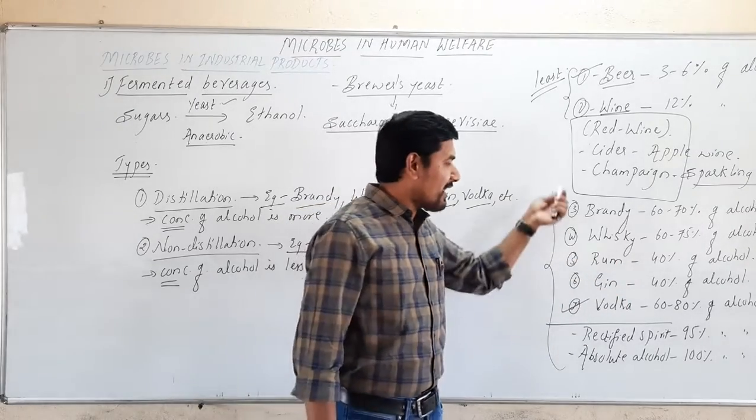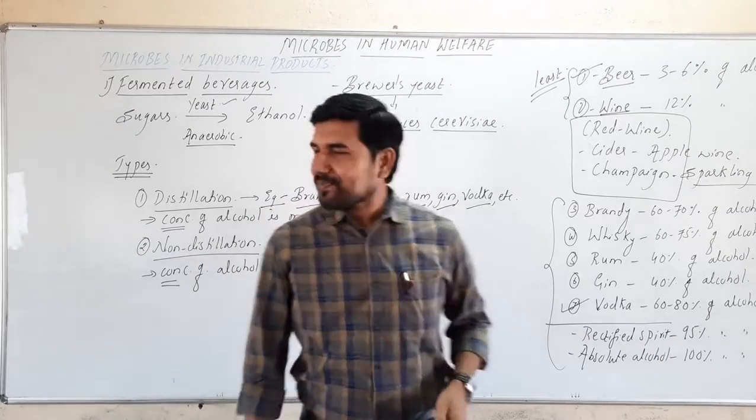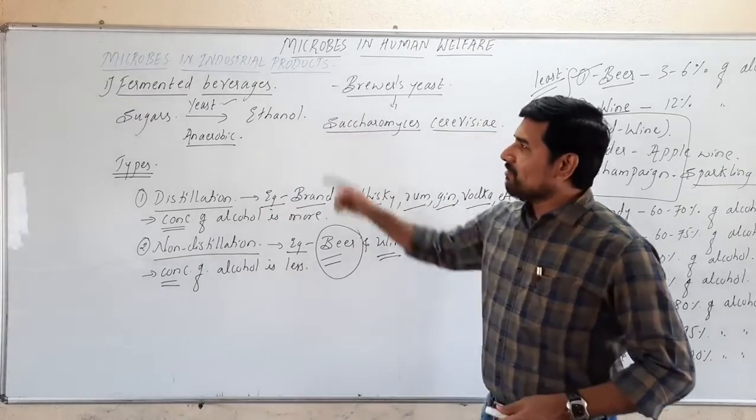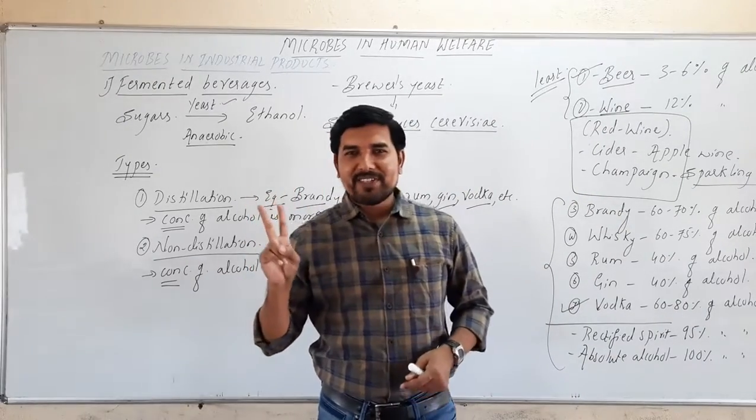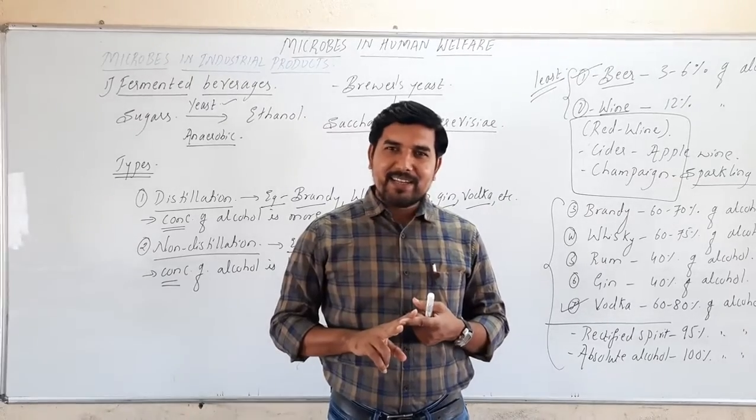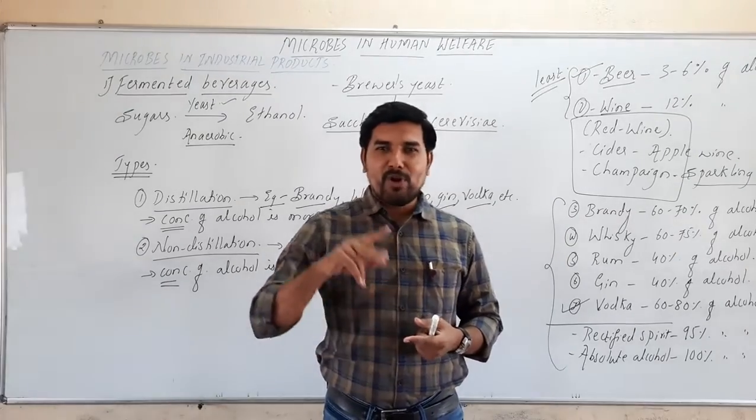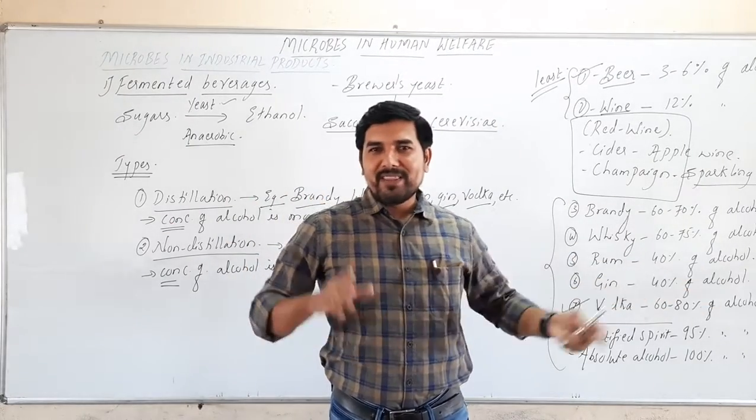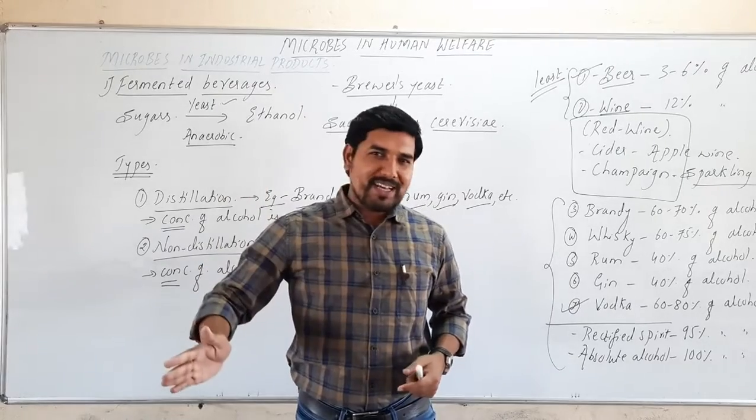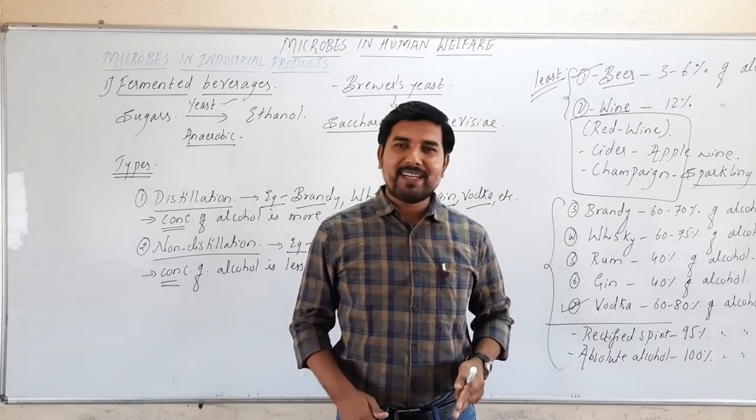Okay, so this is regarding the various types of alcoholic beverages, especially fermented beverages. Remember, there are two different types of fermented beverages. One is produced by the distillation process, the other by a non-distillation process. In non-distillation we have only two products, and in distillation we have many products. The least concentration of alcohol is present in beer, and the highest concentration of alcohol is present in vodka.